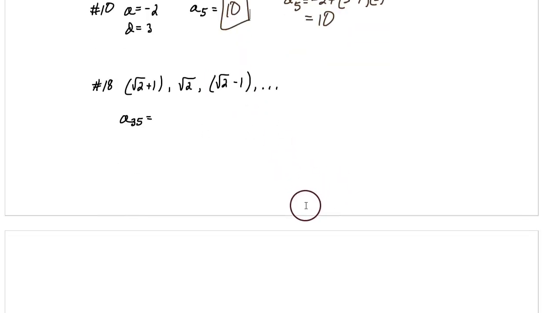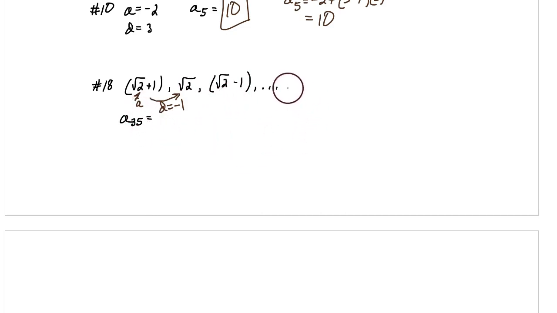Number 18. Given some of the numbers in the sequence, find what the 35th number would be. Well, we know the value of a. It's the square root of 2 plus 1. Let's look from term to term and figure out what d is. What's happening to go from this to this? Looks like you're subtracting 1. Then to go from this one to this, it looks like you're subtracting 1. So we know the first term and we know the d.